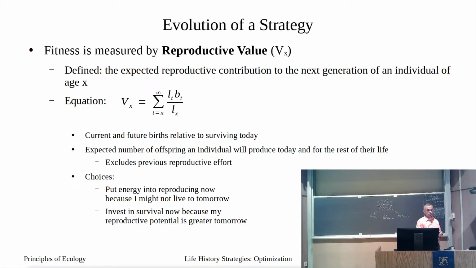So we're left with the choices. Should I put my available finite energy into reproducing now, or should I invest it in survival because the chances and the prospects of reproducing are much better tomorrow? That's the choice. That's what reproductive value is trying to tell us. And it gives us an idea of what type of strategies we should choose.